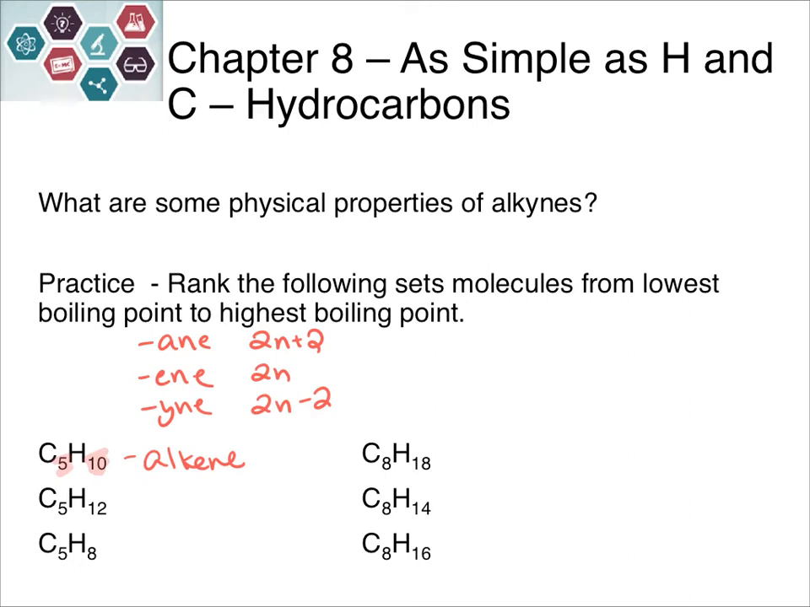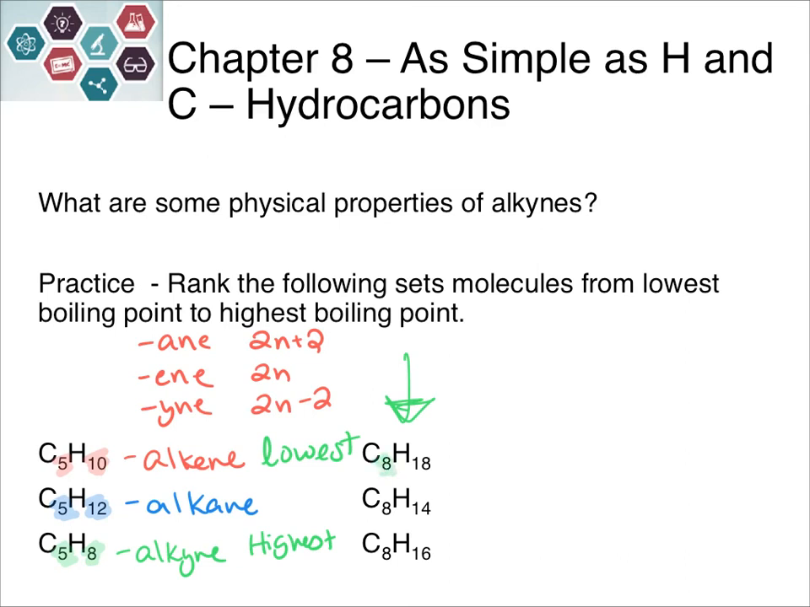The second example, 5 carbons and 12 hydrogens. To do that, we need 2n plus 2, which makes it an alkane. And then the third one, we have 5 carbons and only 8 hydrogens. So that combination is the 2n minus 2, making it an alkyne. So our ranking puts the alkyne as the highest and the alkene as the lowest.